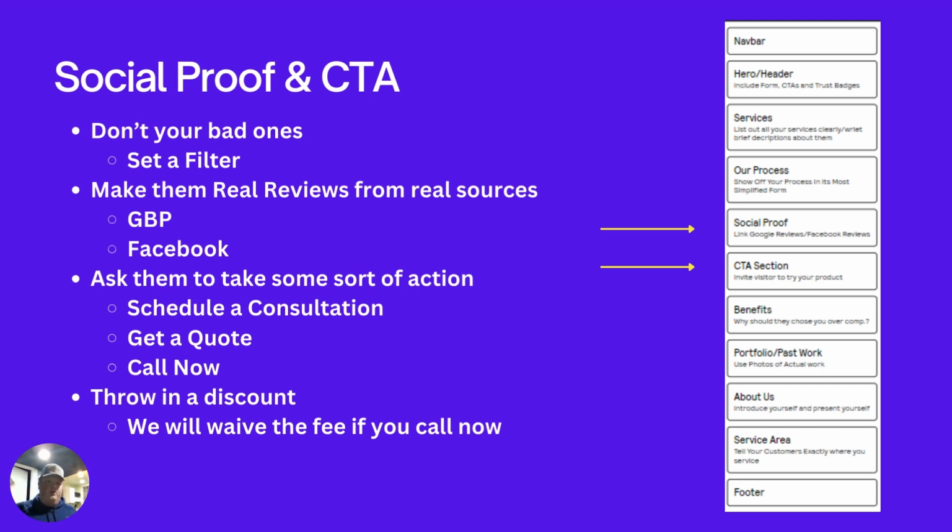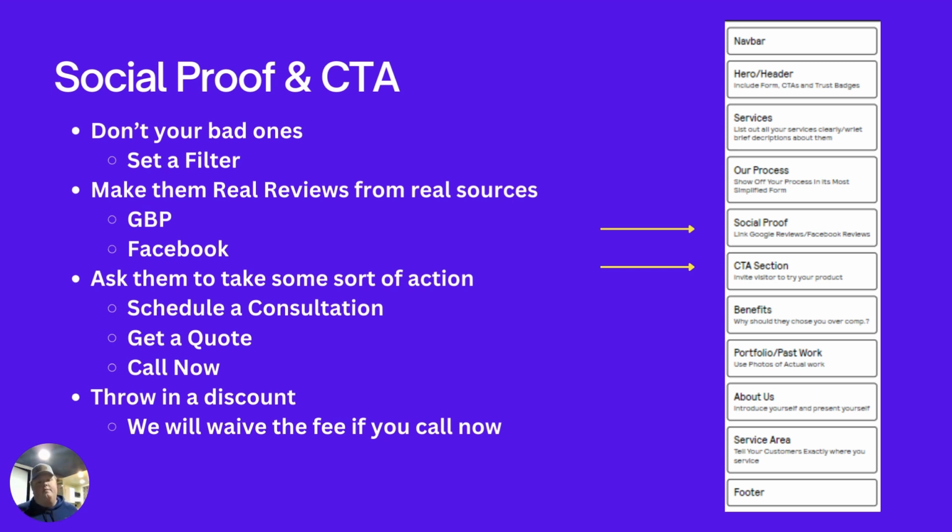Use real ones from Google Business Profile or Facebook. There's easy plugins that you can install on your website that'll just pull them in. And it adds that extra layer of trust because the clients can see, all right, these are on Google. They can actually go find them on Google, or they can go find them on Facebook. So that would be so much easier for them to kind of build that trust with you in their heads.